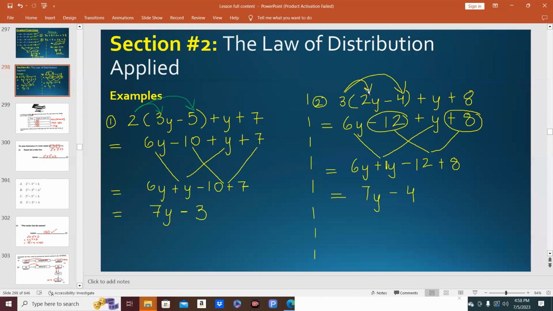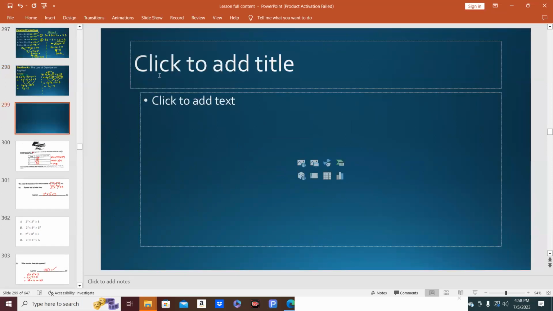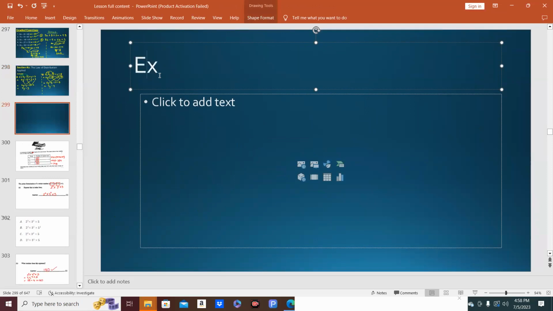So distribution is when we take the 3 and we distribute it across our expression, and when we take the 2 and we distribute it across our expression. That's what distribution means, okay? When we multiply that scalar by the terms in our algebraic expression. So let's continue. Examples continued.